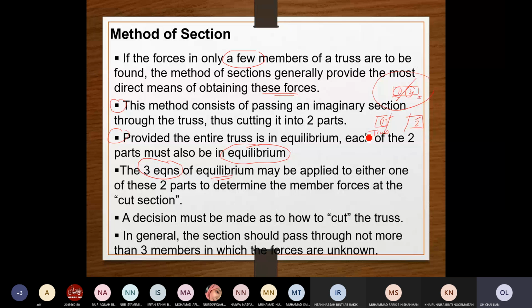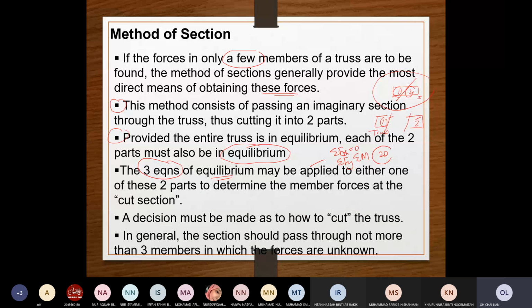Summation Fx, as we have mentioned earlier, summation Fy, and summation moment, in a 2D structure. If in 3D you have 6 equilibrium equations. So now we are going to use these equations to make sure they all equal 0. Okay, so then next, a decision must be made as to how to cut the truss.